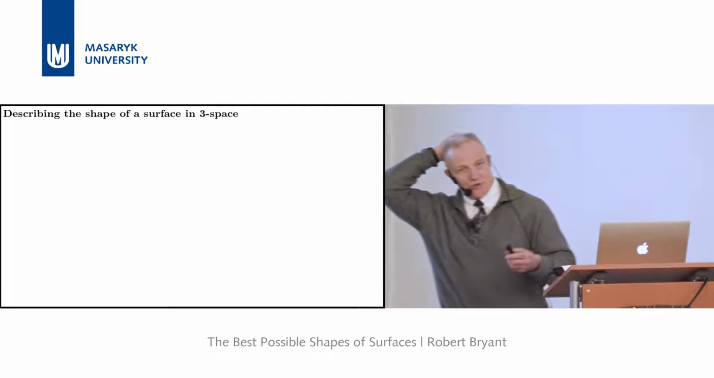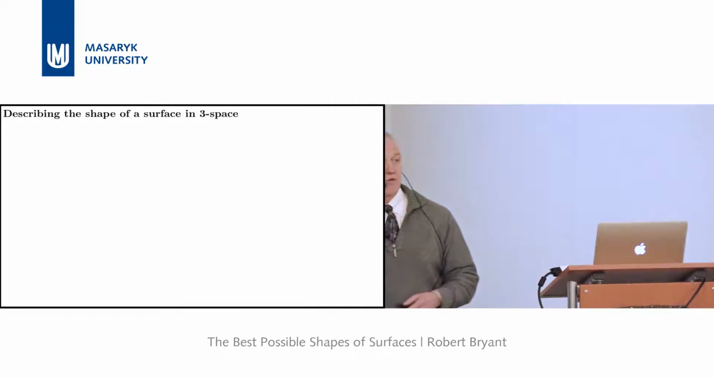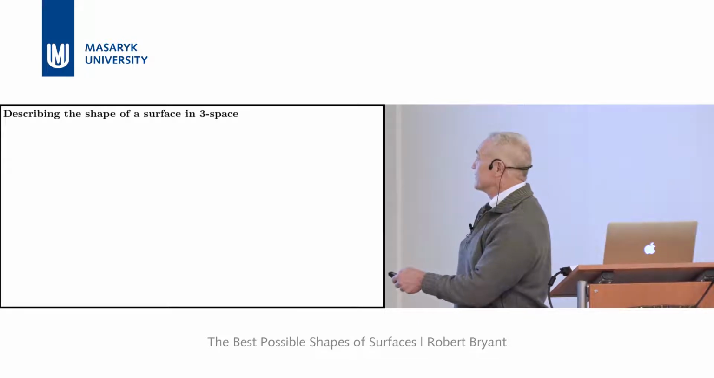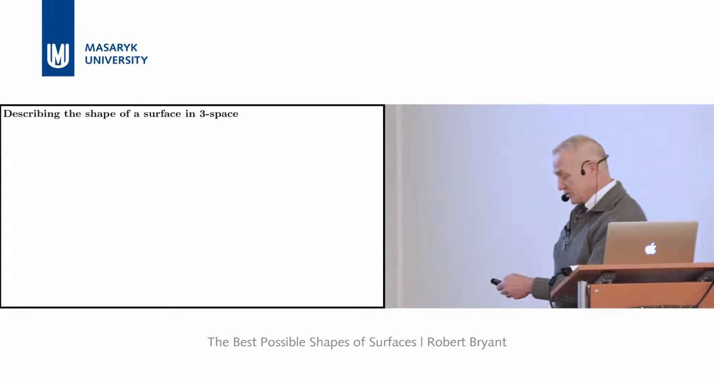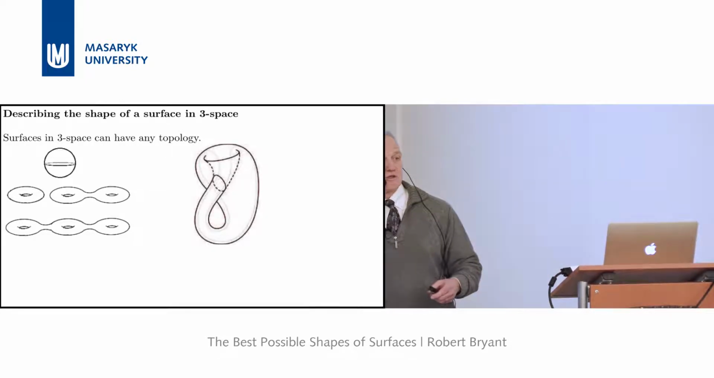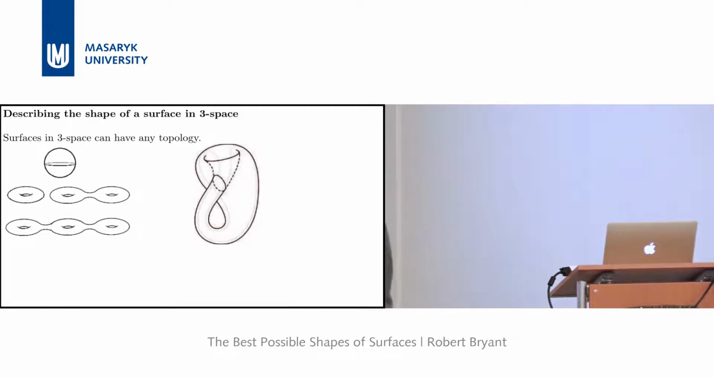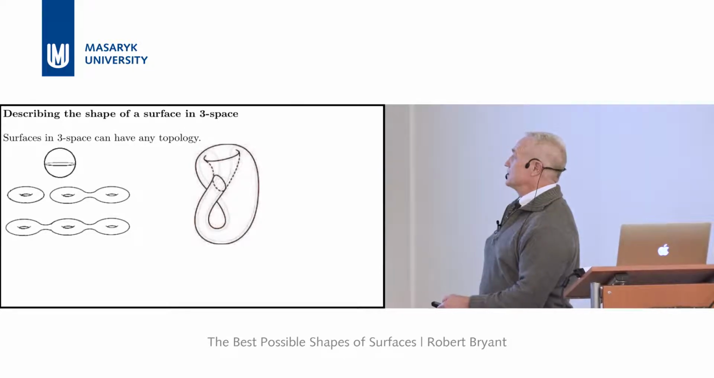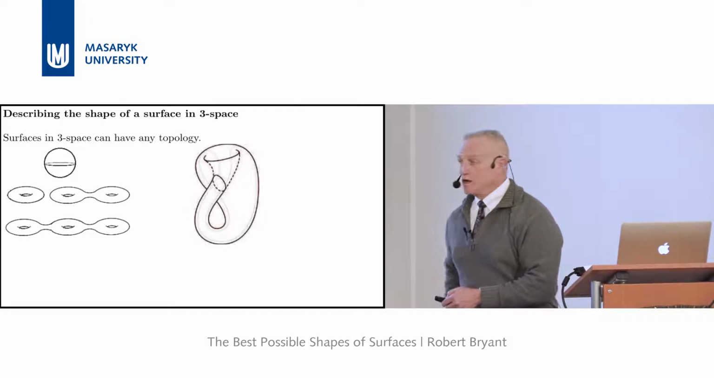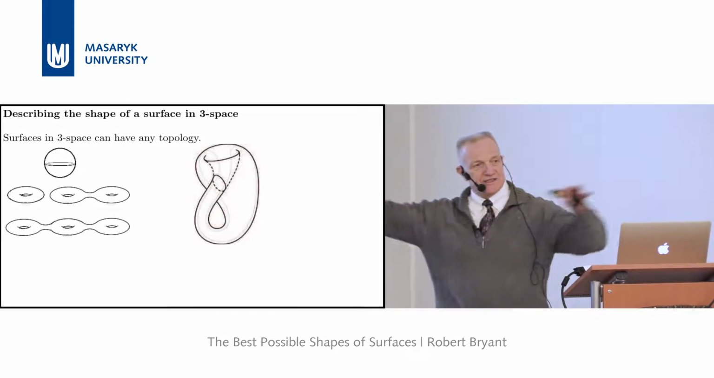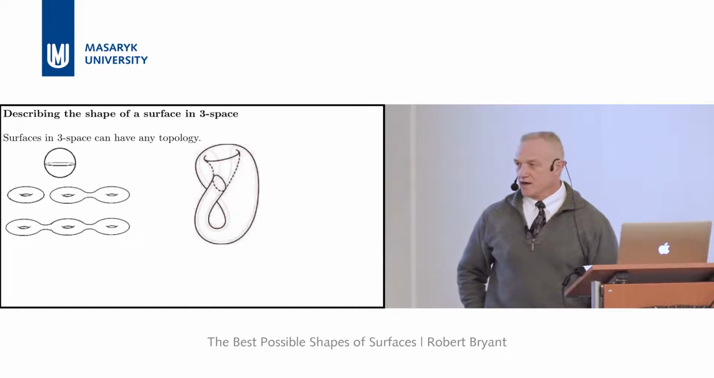Well, first I have to tell you what I mean by a shape and how we describe what a shape is. But maybe I better talk about the objects that I intend to talk about, the surfaces. There are lots of different possible topologies for a surface. And for me, a surface is always going to be a smooth two-dimensional object without boundary, compact, that is bounded and closed. It doesn't have any pieces going off to infinity.